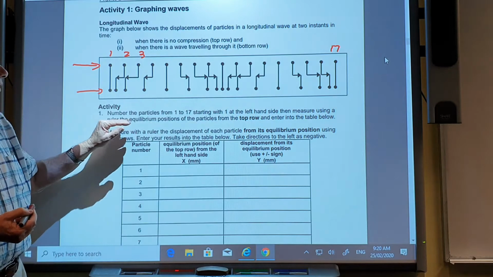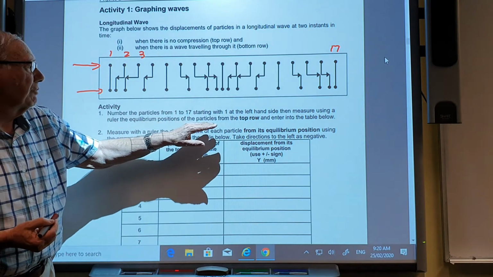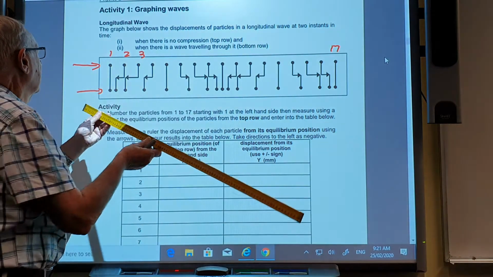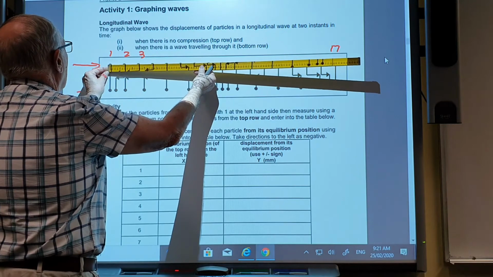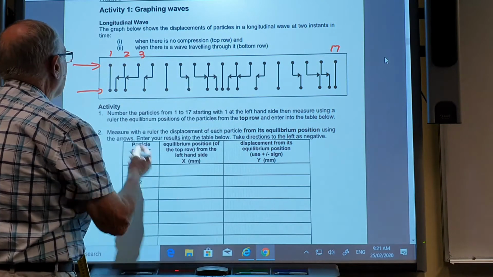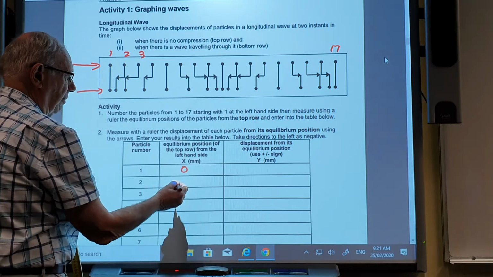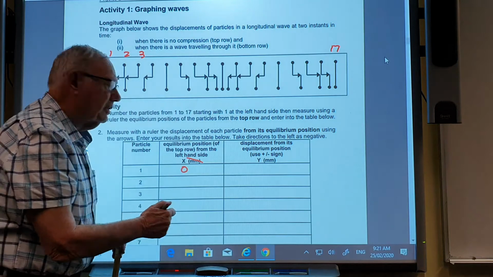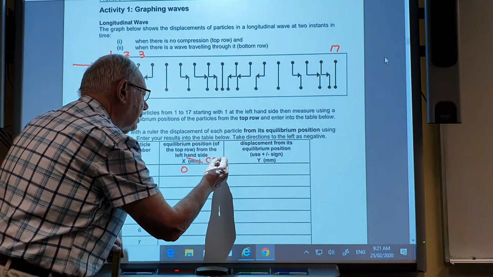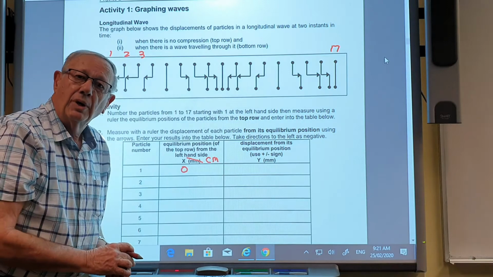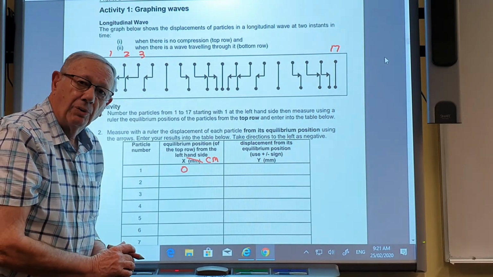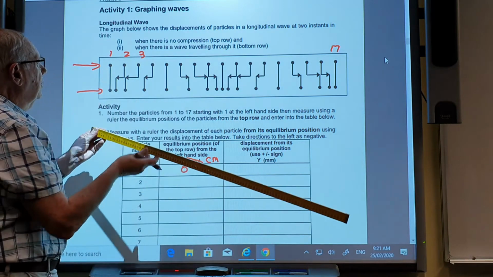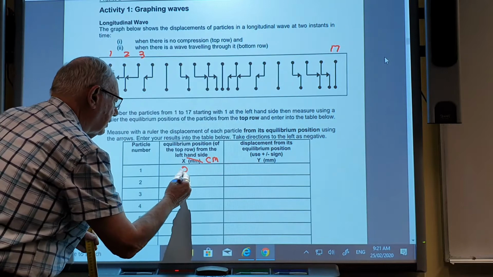Then it says, measure using a ruler the equilibrium positions of the particles from the top row. So if I take a ruler and measure these distances here, in my case the first one is 0, and on the screen it's not millimetres, it is centimetres. In your case, in the book, it's millimetres, and you use your own ruler. So the first figure here is 0. The next one, as I measured here, is 6.